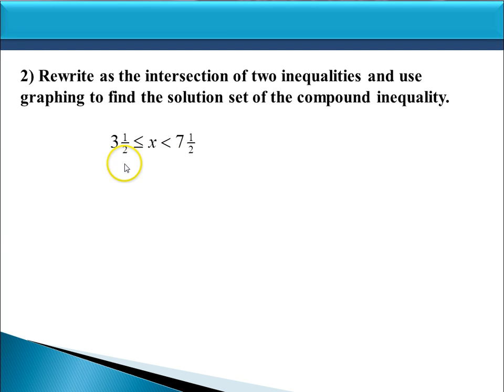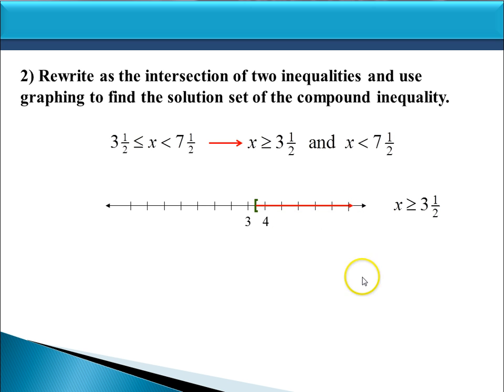Okay, so this is what we have, and if you read this, now we're going to split this up with the word and. Notice that the first inequality sign is opening up to the x, so it's saying x is bigger than or equal to 3.5, and x is at the same time less than 7.5. So now we have it written in a form that we're familiar with, and we're ready to graph the two and look for the overlap.